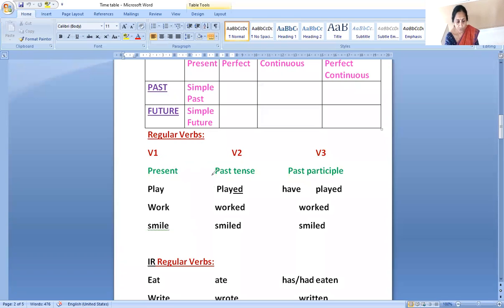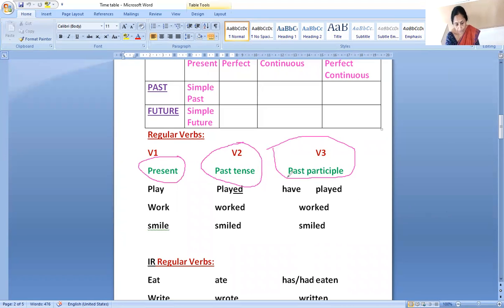So these verbs, when you change into past, when I say V1, V2, V3, these are the 3 forms of any verb. When I say V1 or the first form of the verb, we are talking about the present tense. When we say verb 2 or second form of the verb, we mean that we are talking about the past tense. And the third form of the verb is normally referred to as the past participle. We are referring to the past participle of any verb when we say the third form of the verb.